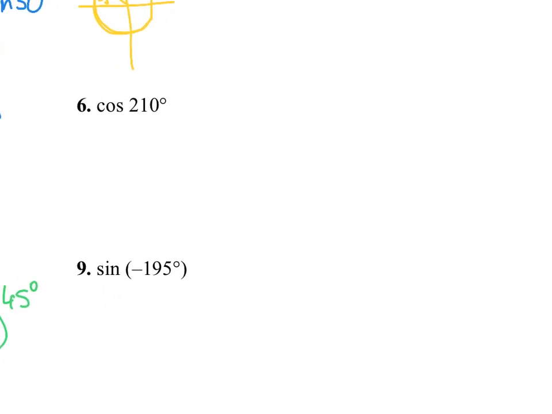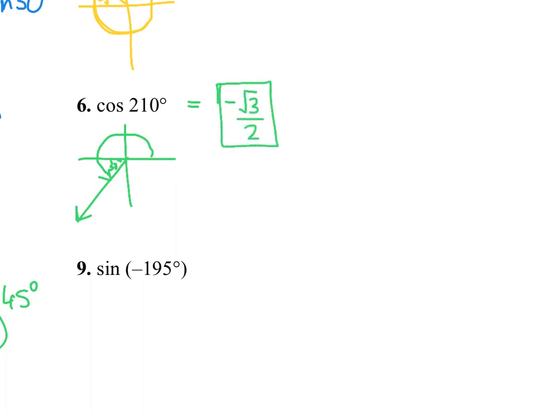All right, and then we have cosine of 210 degrees. So 210 positive lands me right around here with a reference angle of 30 degrees. And then if you look at your unit circle, you can see that that's going to be equal to negative rad 3 over 2, looking at the x-coordinate, because we were talking about cosine.